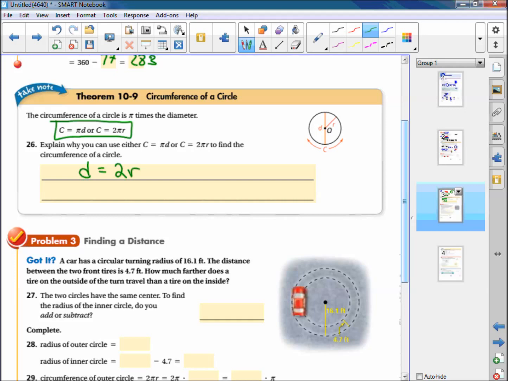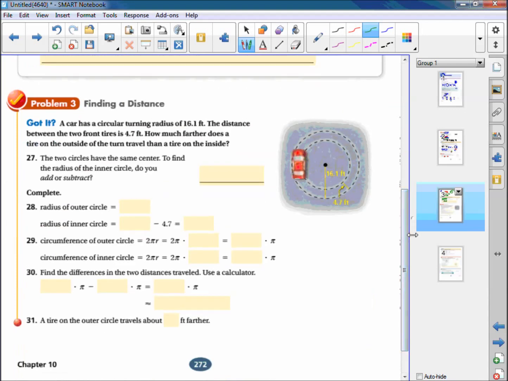Okay. All right, problem number 3, finding a distance. So a car has a circular turning radius of 16.1 feet. Okay. So that means if you turn the wheel as much as you can to the right, it'll make 16.1 feet as the radius to get around the circle until it comes back. So the outside tire will draw a circle that has a radius of 16.1.